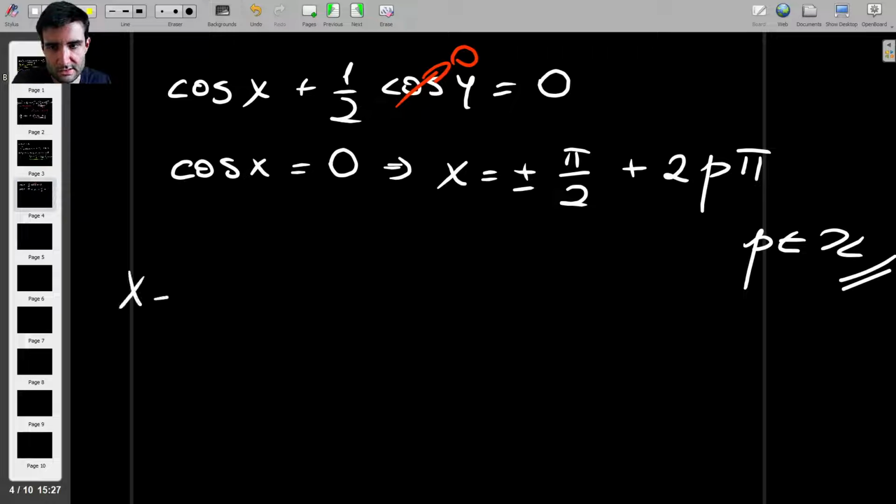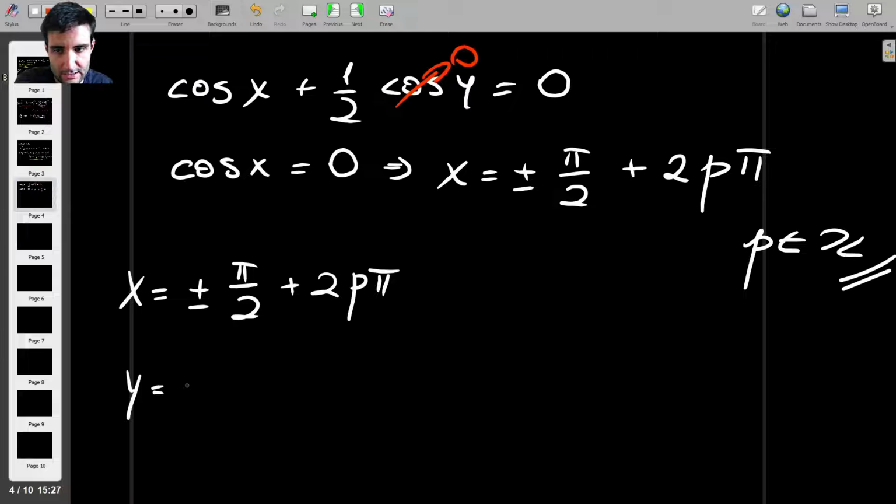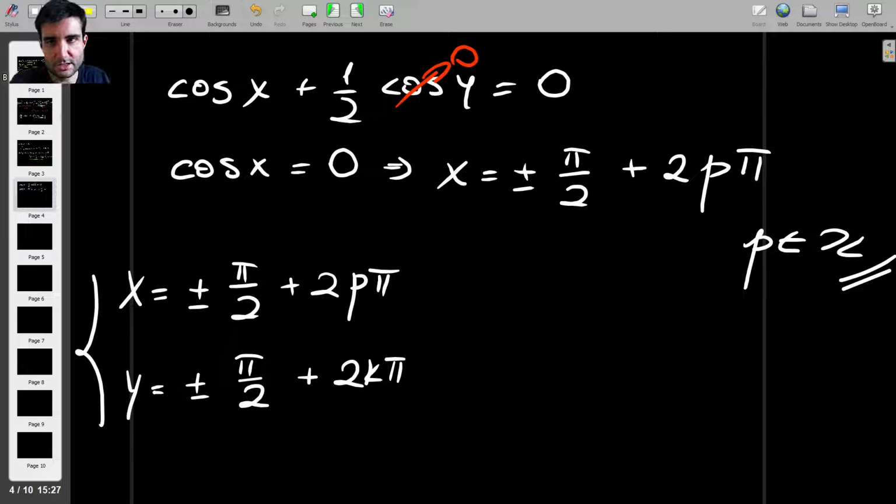Okay, and that's it. So we found x as plus or minus pi over 2 plus an integer multiple of 2 pi, and we have y as plus or minus pi over 2 plus an integer multiple of 2 pi. So I'm using different names for those because they don't have to be equal to each other. So even when p and k are just completely different integers, x and y are going to be solutions to our original problem. And that's the end of the question.